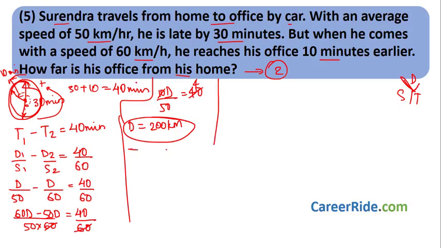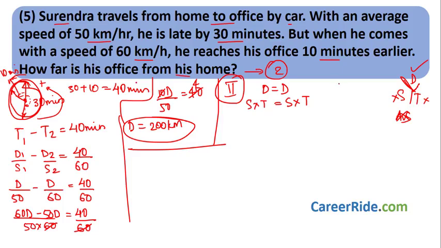Now let us move to the second method, our regular method. Is the speed the same? No. Is the time the same? No, because initially he is 30 minutes late, then he is 10 minutes early. Is there a concept of average speed? No. Is the distance the same? Yes, because in both cases he travels from home to office. So we have distance equal to distance, that is speed into time is equal to speed into time.